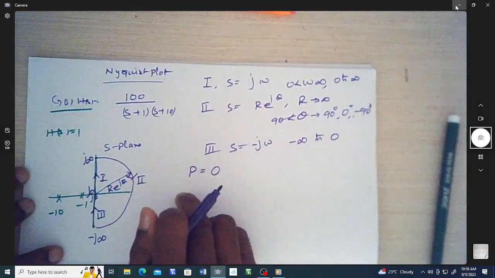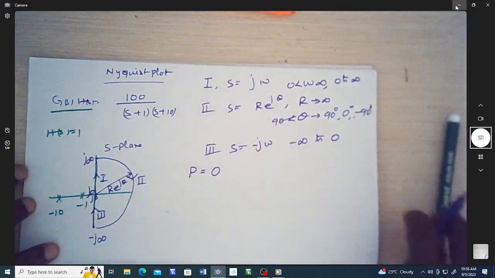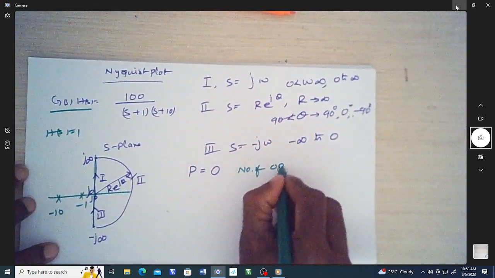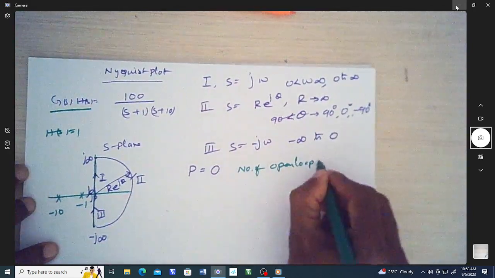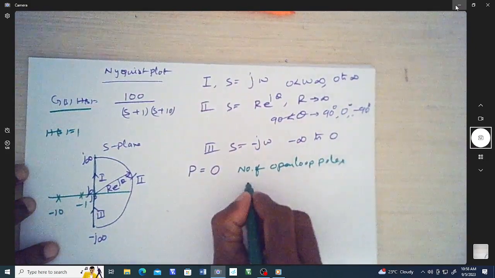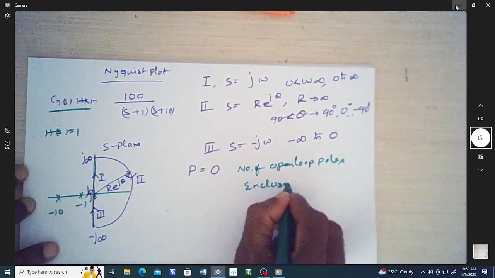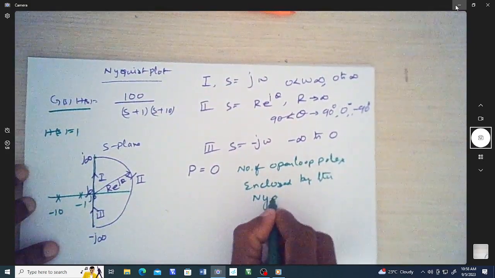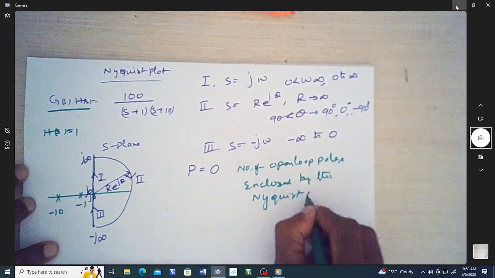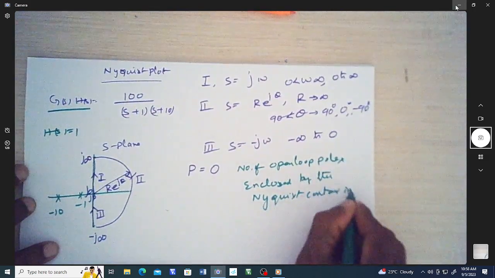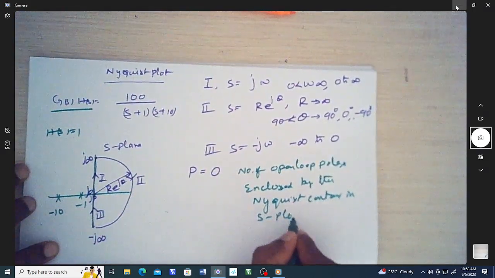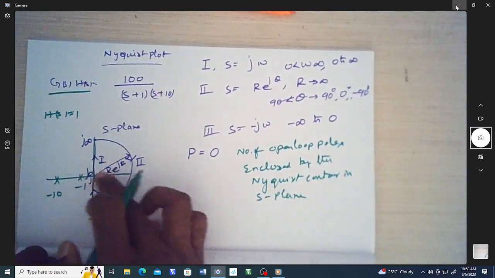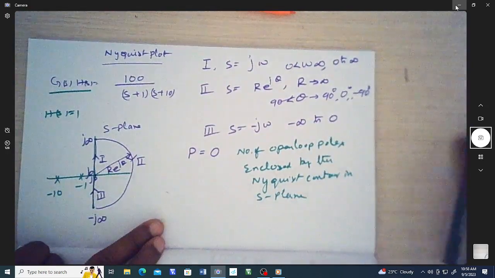So P is equal to 0 means, let me write it, it is nothing but the number of open loop poles enclosed by the Nyquist contour in the S plane. This is the definition of P. Since none of them are inside this, P is equal to 0.